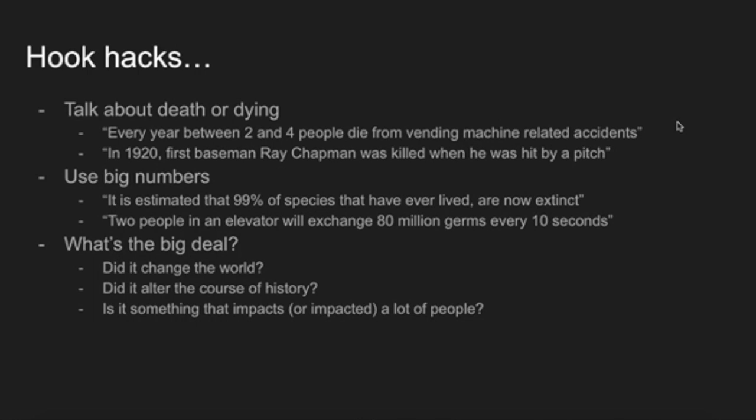When we're talking about history papers and when we're talking about research papers, the other hook hack that I would consider is just, what's the big deal? Why does this matter? Is your topic something that changed the world? Is it something that changed history forever? Did it change the world?